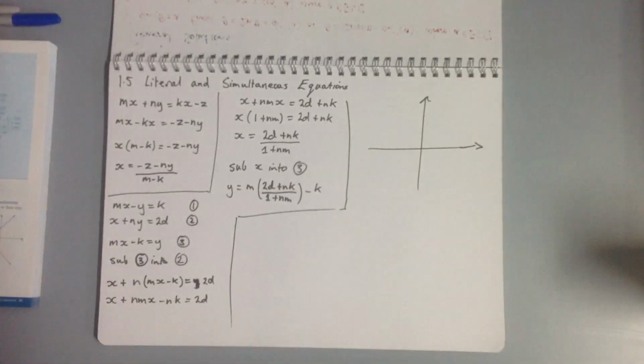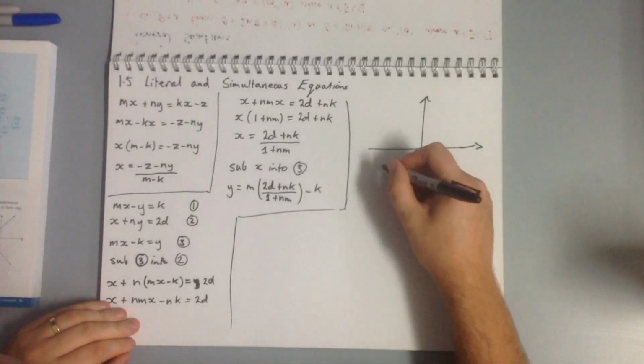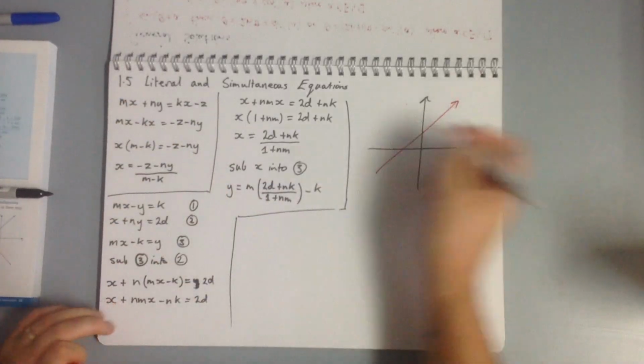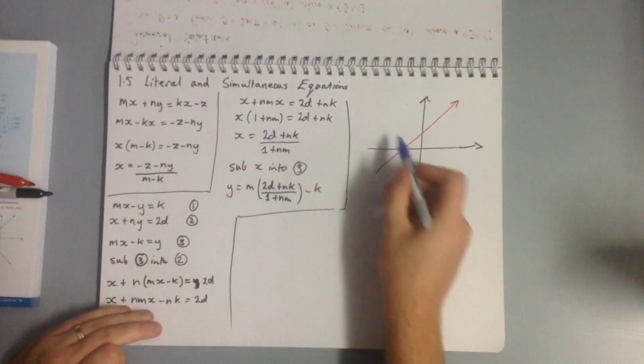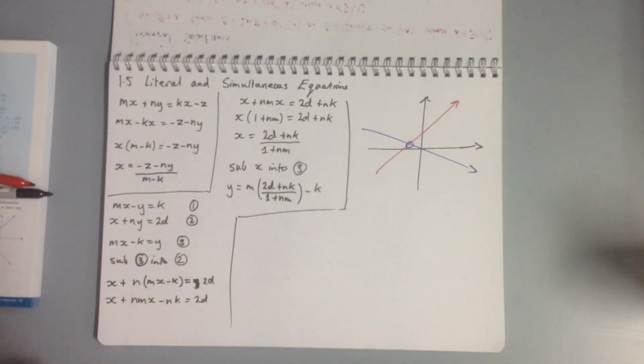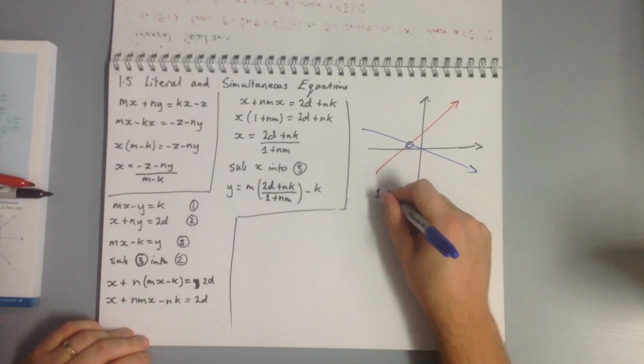Okay, and we've got three possibilities of how these can work. Okay, so we can get one solution, which is where we have one equation like that, and some other equation, say like this, and you'll see we only have one solution where they intersect. So this is one solution.